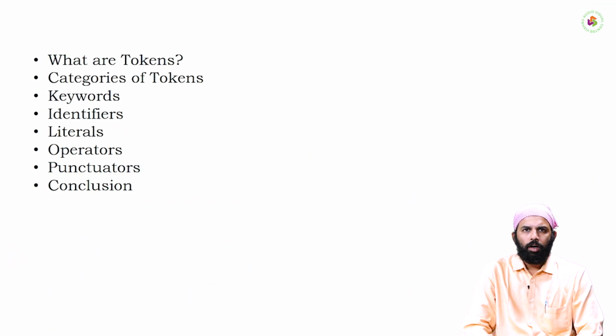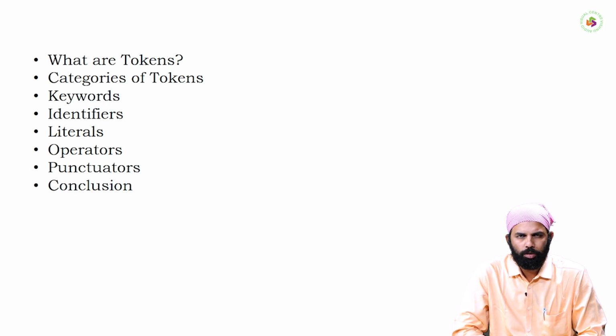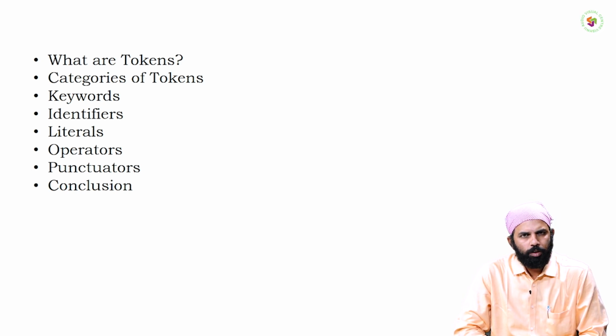To go further, we are going to look at the topic: what are tokens, and what are the different categories of tokens which are allowed to be used in Python, namely keywords, identifiers, literals, operators, and punctuators. And further, we are going to conclude with a summary of all these, and how they are going to be used in the program.